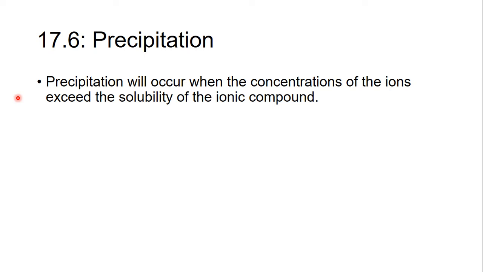In this video, we're going to look at precipitation. Precipitation happens if you have an ion in solution and you're over the solubility of that ion or that ionic compound, then they will form a solid due to equilibrium and fall out of solution.